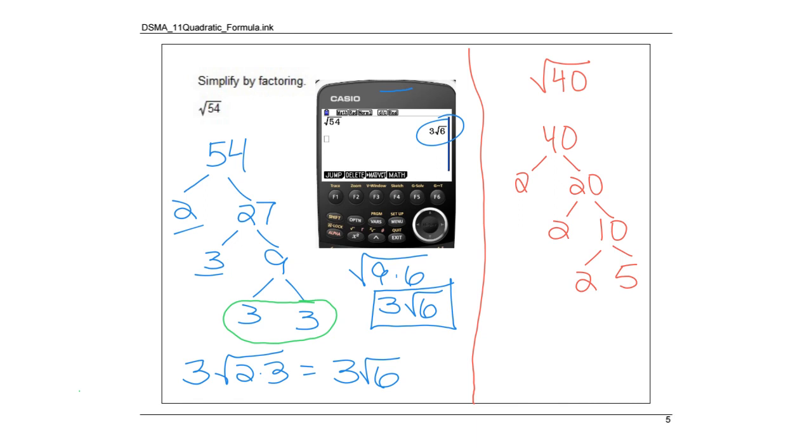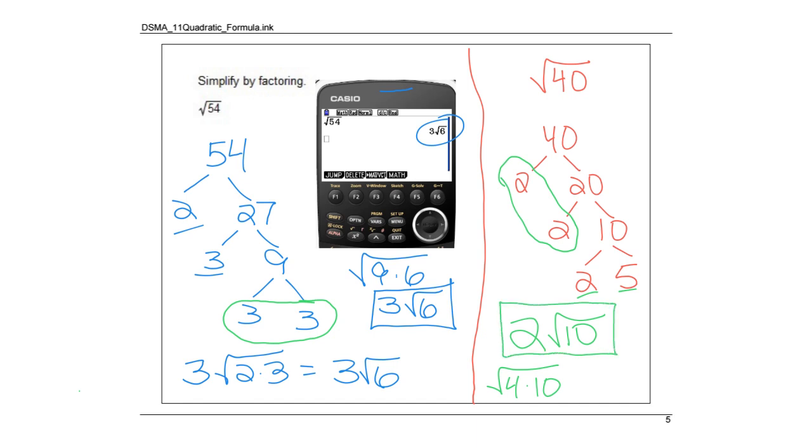Now I want pairs, so only pairs of numbers can come out from under the radical. In this case, that pair of 2's can come out from under the radical, but the 2 times 5 has to stay put underneath. The other reason this works is that under the radical, it's 4 times 10, and the square root of 4 is 2. 10 is not a perfect square, so it would have to stay put.